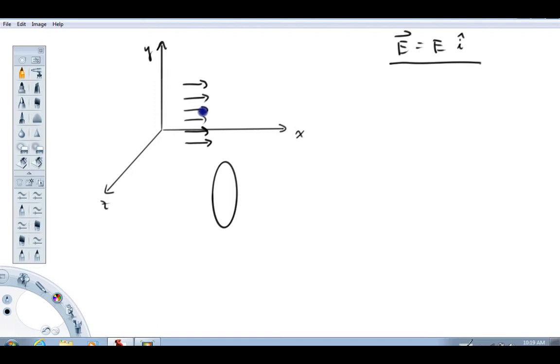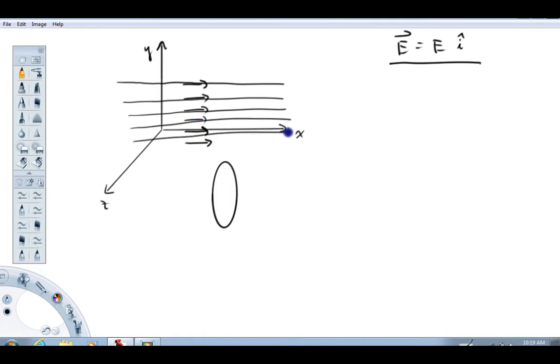Now, remember, the other way to imagine electric fields is to draw what are called electric field lines. So we can imagine a bunch of field lines that point left to right, again equally spaced because of the uniform electric field. It's not important that they line up right on the vectors.